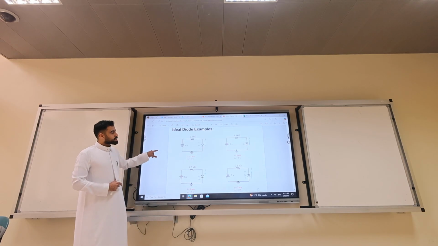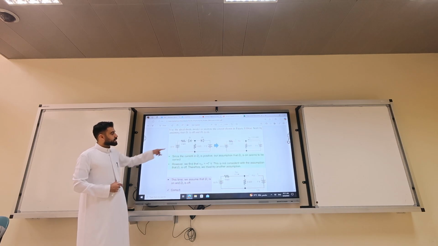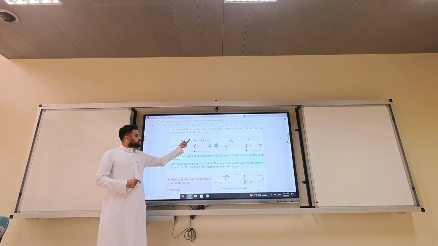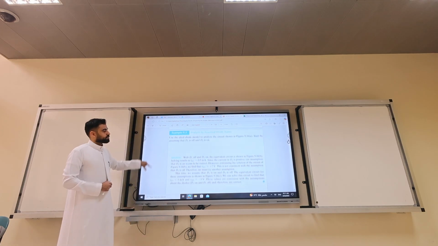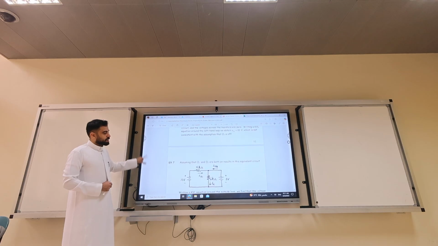Remember when you have a bigger circuit, like this circuit, you have two diodes. Diode 1 is connected to a higher voltage than diode 2. So that's why we assume diode 1 is on, diode 2 is what? Off. Then we talked about what?